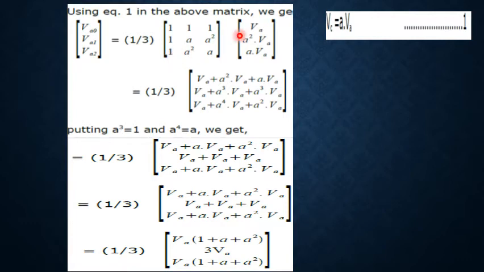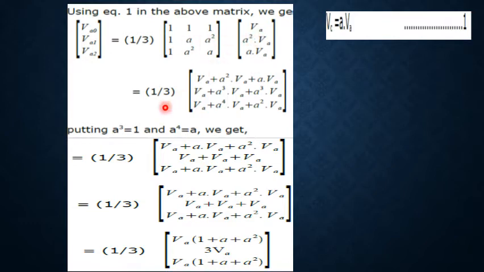Now similarly multiply this third row now. So 1 into Va, so that is nothing but Va. Then a square into this second value, a square into a square is nothing but a to the power 4 into the coefficient value, that is Va. Then a is multiplied with a, so a square into its coefficient Va, so a square into Va. So we are going to get this matrix after multiplying these two sub matrices.